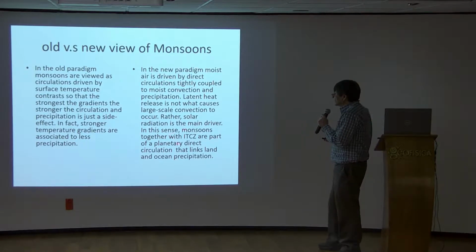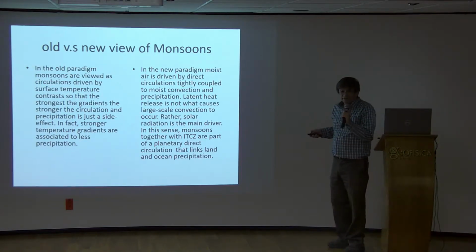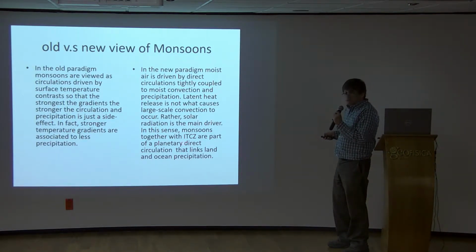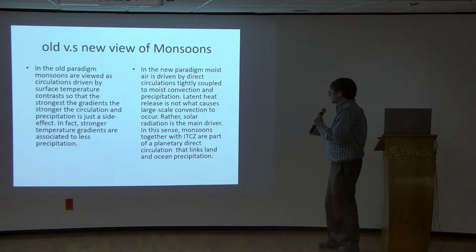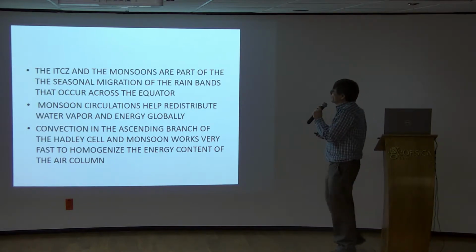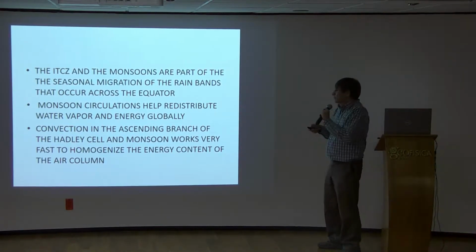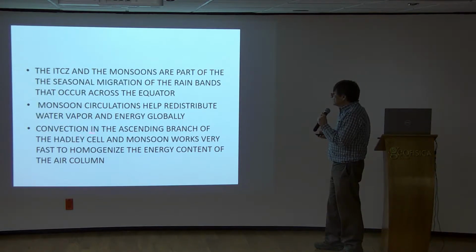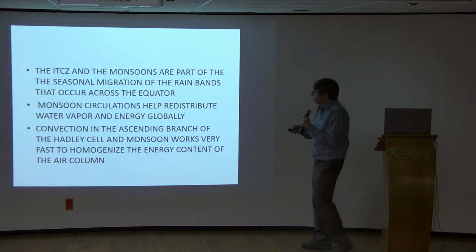So in this sense, monsoons together with the ITCZ, I didn't say what is ITCZ. Maybe somebody here knows what an ITCZ is. It is the intertropical convergence zone, right? Those are the rain belts that I showed you before. Okay. So we know now that the ITCZ and the monsoons are part of that seasonal migration of the rain bands that occur across the equator. Monsoon circulations help redistribute water vapor and energy globally. It's not just a local thing. It's more than that. And convection in the ascending branch of the Hadley cell and monsoon work very fast to homogenize the energy content of the air column.